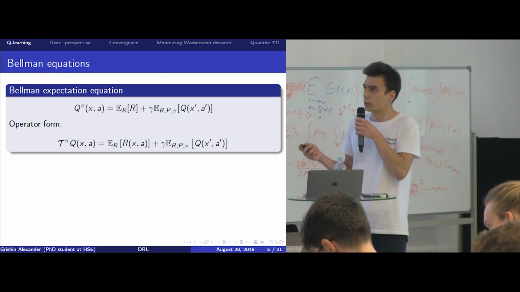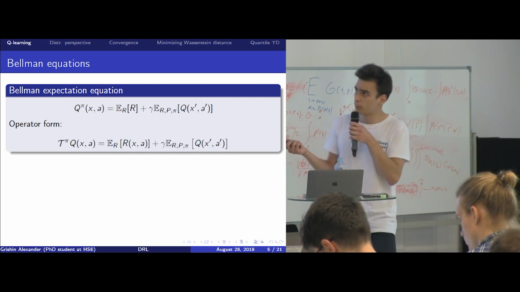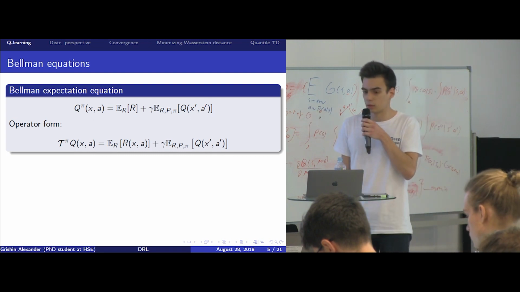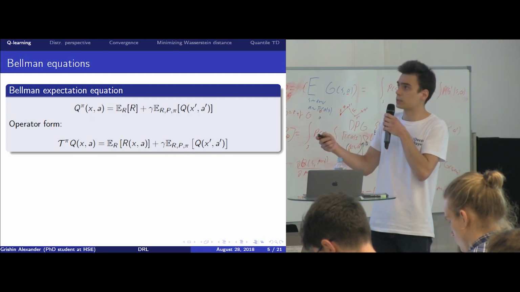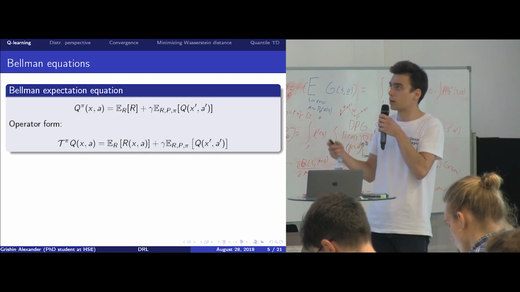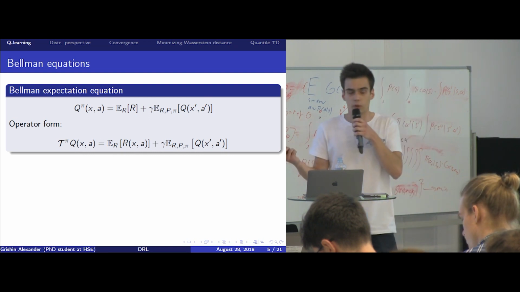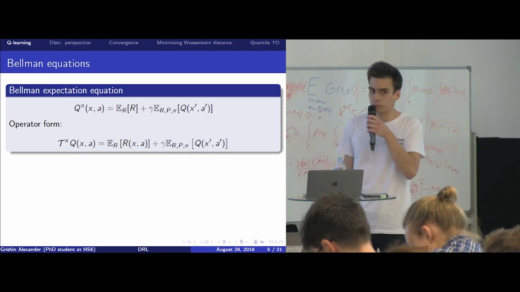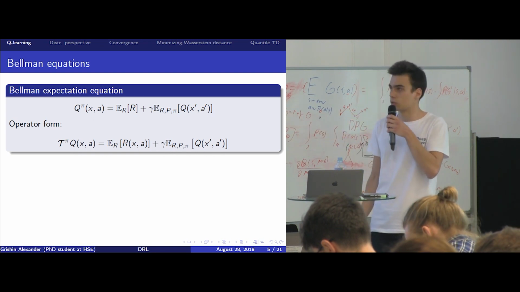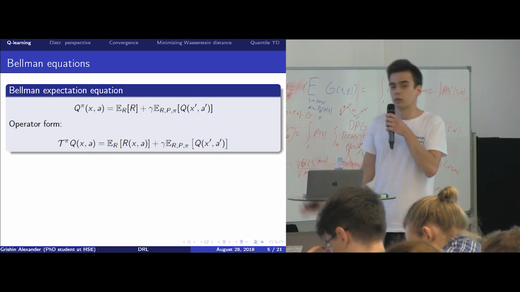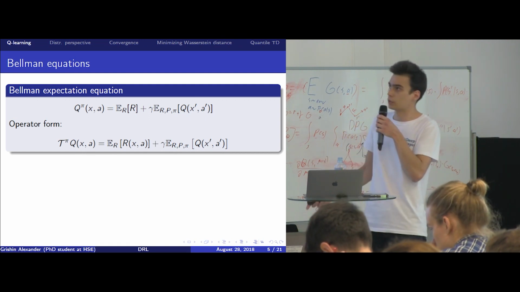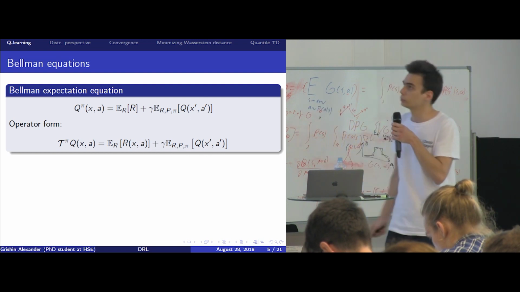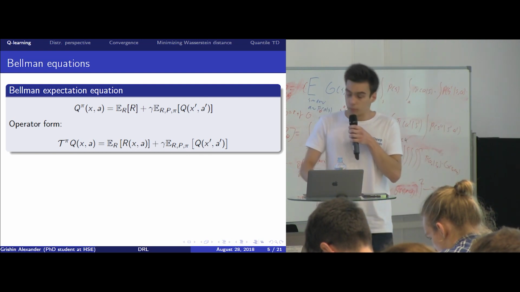From this equation, we can derive the corresponding operator form, this one. And it should be noted that, in fact, this operator is described only in terms of the probability transition map and the reward function, and can act on any function which is defined on the state-action space.